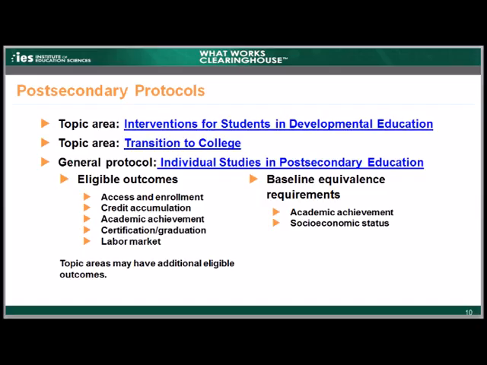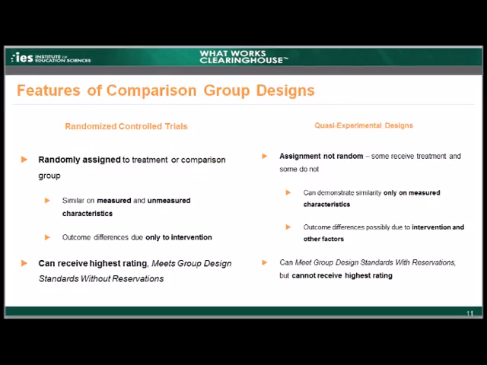With the standards in mind, let's turn to the specific criteria that make up the standards. As mentioned before, there are 2 general designs the WWC is interested in: randomized control trials and quasi-experimental designs. Randomized control trials, or RCTs, provide the highest level of certainty about the effects of an intervention.